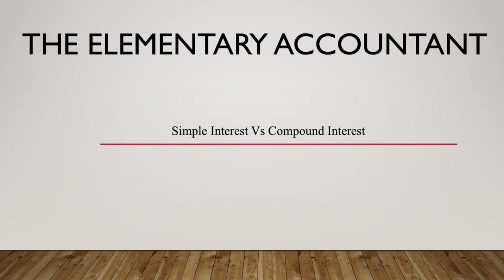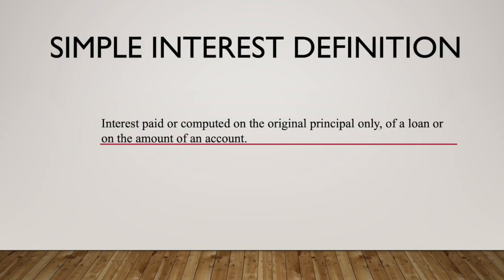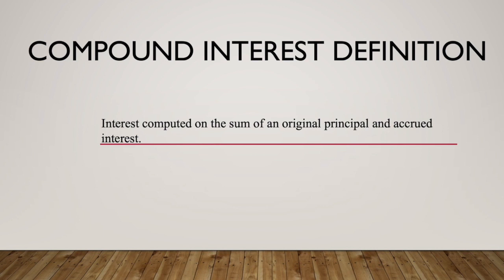So let's get started. According to Merriam-Webster, simple interest is interest paid or computed on the original principal only of a loan or on the amount of an account. Compound interest is interest computed on the sum of an original principal and accrued interest.